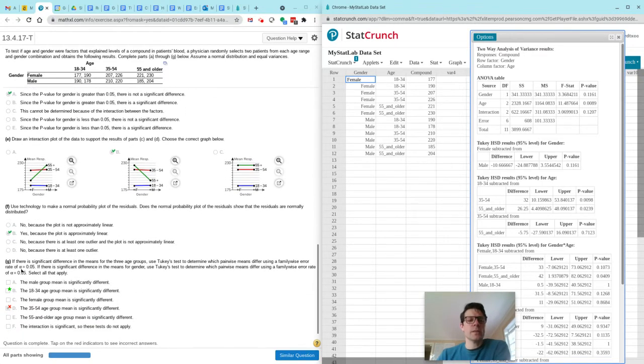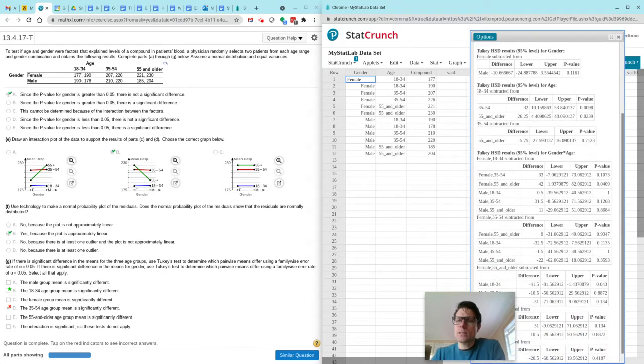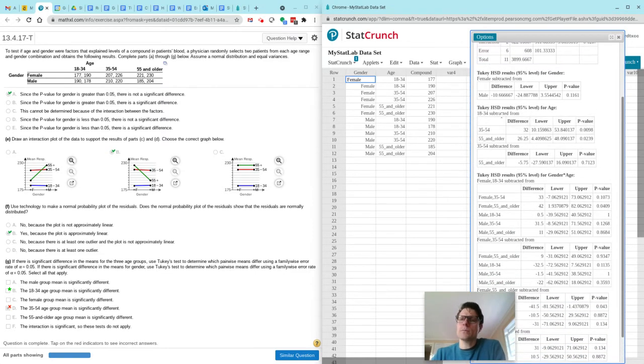And then it wants us to go all the way down here and see if there's a significant difference in the means for the three age groups. And that we have to use the Tukey test for. That's why we selected that little thing. And we look down here. This is the part you want, where you have the ages compared.